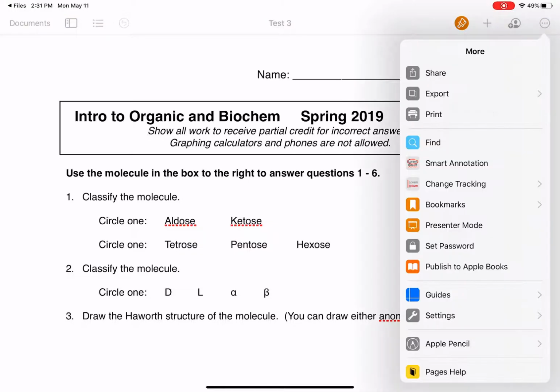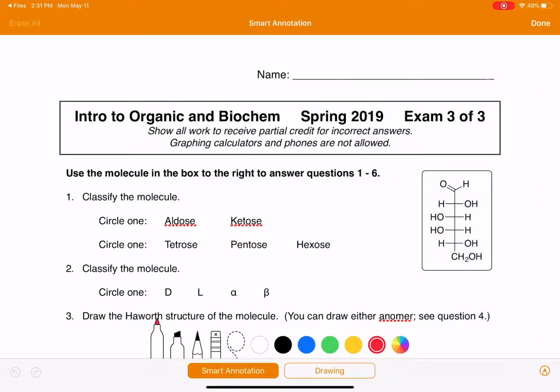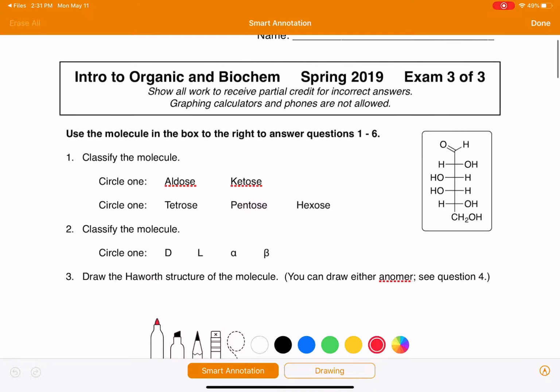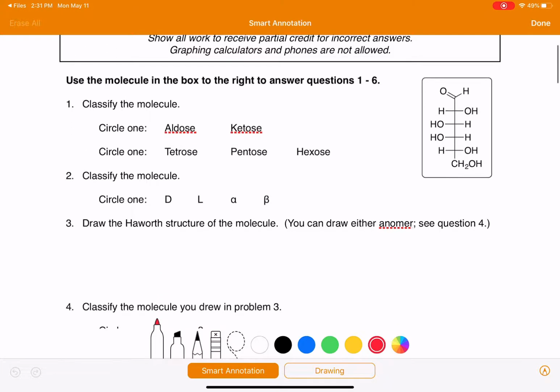Let's go over the solutions to the practice test that you have on Canvas. On the first page, we're looking at this molecule right here. We're going to use it to answer the first 6 questions, classifying it because the carbon-oxygen double bond is on carbon number 1 and it's an aldehyde. This is an aldose. The number of carbon atoms total in the molecule is 6, which makes it a hexose. We could put those together and call it an aldohexose.